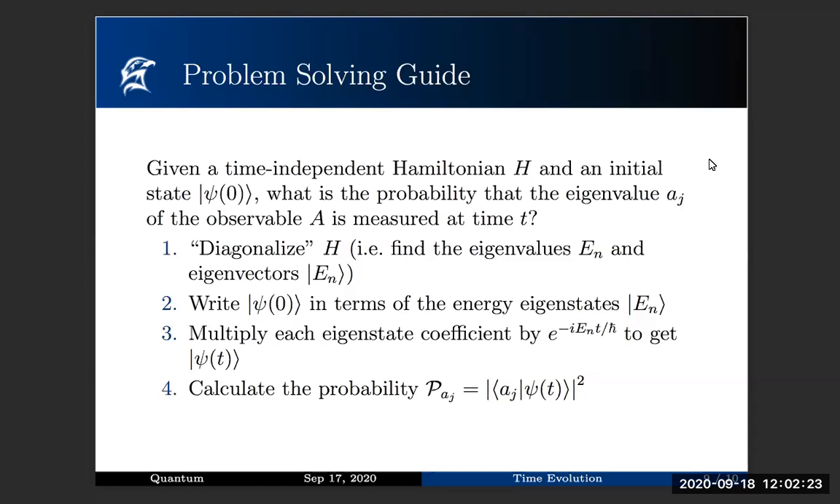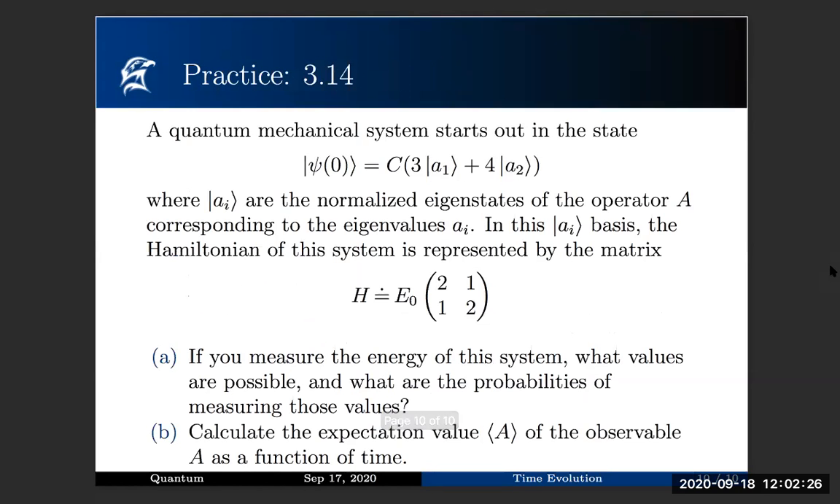To do that, we are going to look at problem 3.14 from the textbook, where we have this initial state here, where these A's are the normalized eigenstates of the operator big A that correspond to the associated eigenvalues. And here's the Hamiltonian in that particular basis set. We're going to figure out what energies are possible and what are the probabilities for each of those energies, and then calculate the expectation value of A, obviously as a function of time.